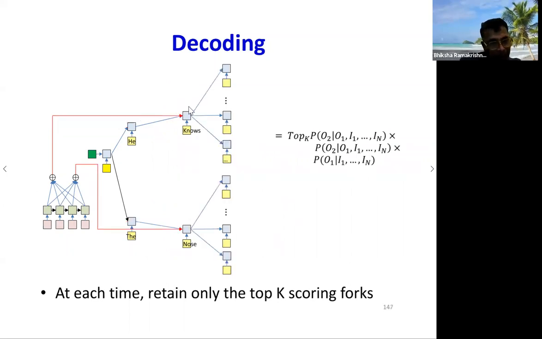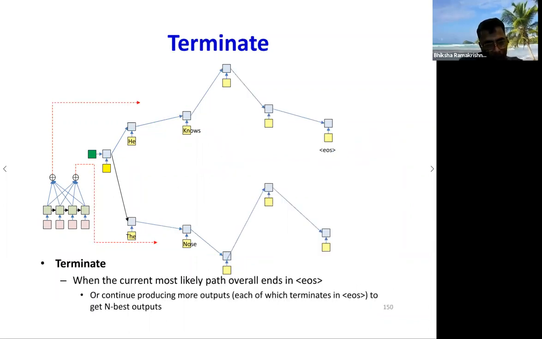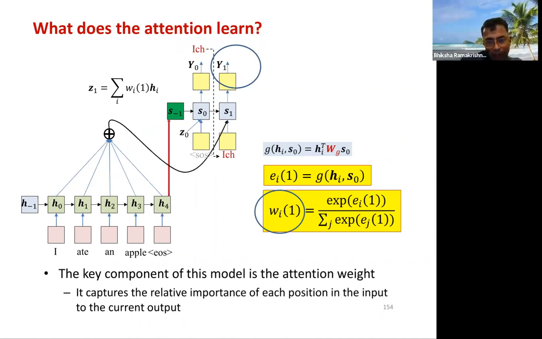And then again, now you have two distinct contexts, right? This guy is going to be used to compute this context vector that goes in here. And then you expand things out. So you keep doing this till you finally produce an output that ends in an end of sentence marker. So this is exactly the same beam search strategy that we saw earlier.